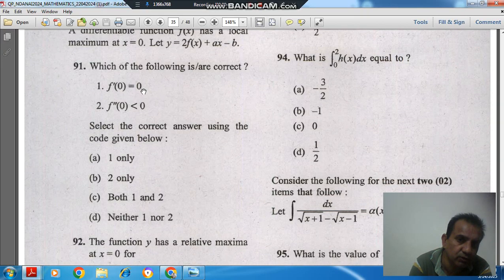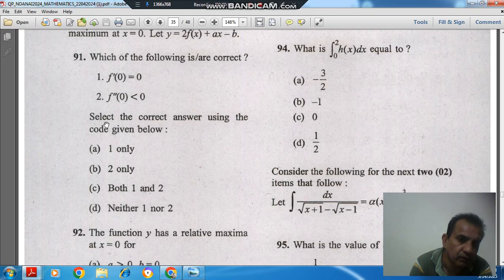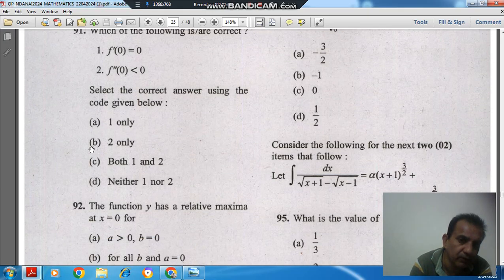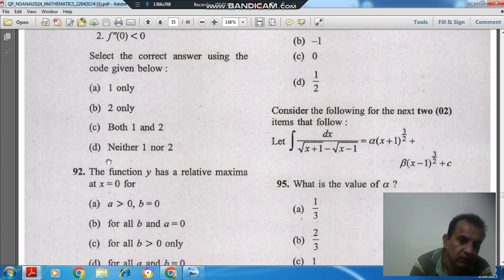1. f dash 0 is equal to 0. 2. f double dash 0 is less than 0. Select the correct answer using the code given below. Option A: 1 only, option B: 2 only, option C: both 1 and 2, option D: neither 1 nor 2.